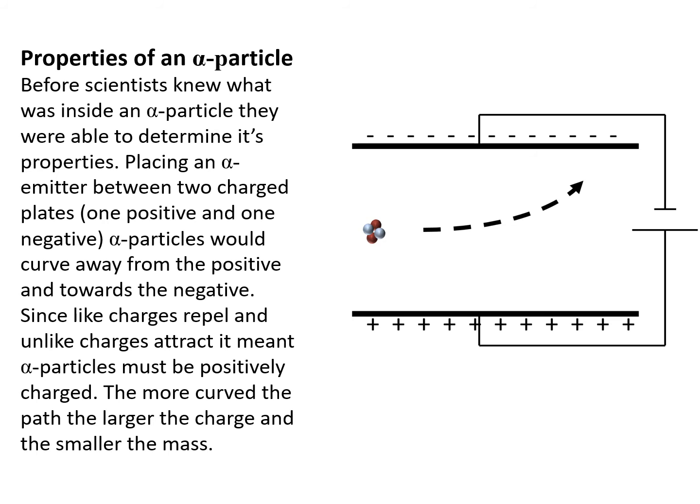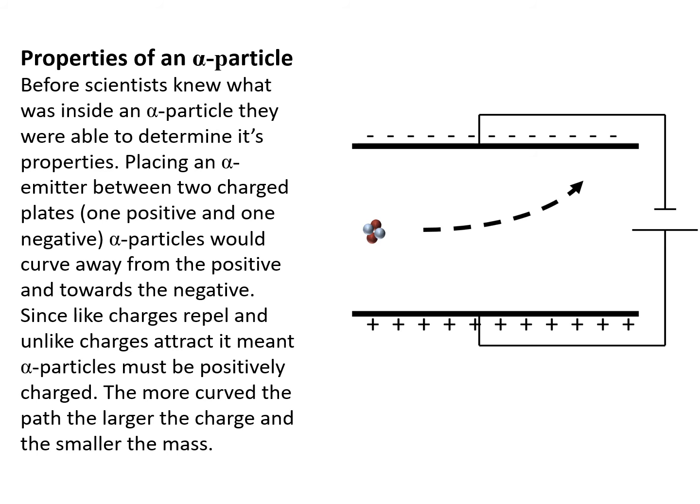Now let's look at the properties of an alpha particle. Before scientists knew what was inside an alpha particle, they were able to determine its properties. Placing an alpha emitter, such as polonium perhaps, between 2 charged plates, one positive and one negative, alpha particles would curve away from the positive and towards the negative. Since we know that like charges repel and unlike charges attract, it meant alpha particles must be positively charged.